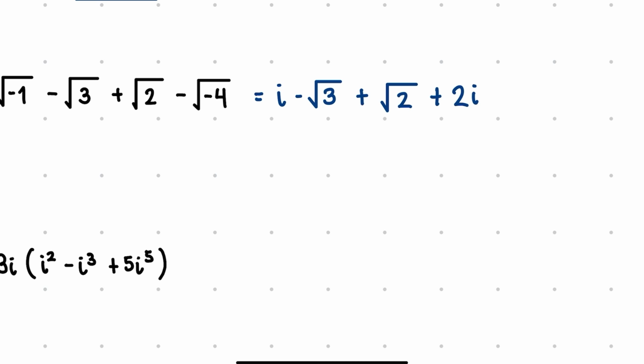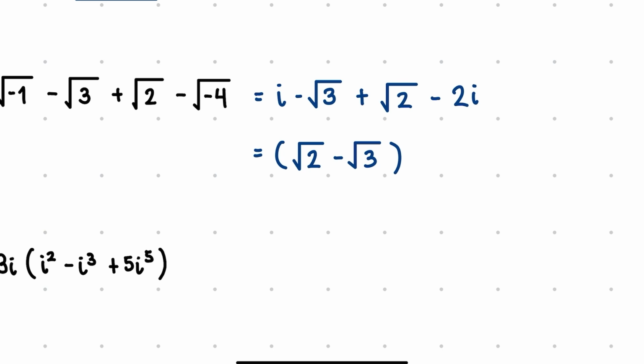Oops, this should be minus, since we have here minus. Okay, and then let's just simplify. So again, we combine the real and imaginary parts. So the real part is this one. So we have here, let's just write it nicely, maybe square root of 2 minus square root of 3.